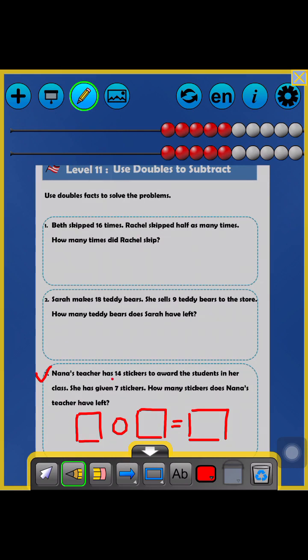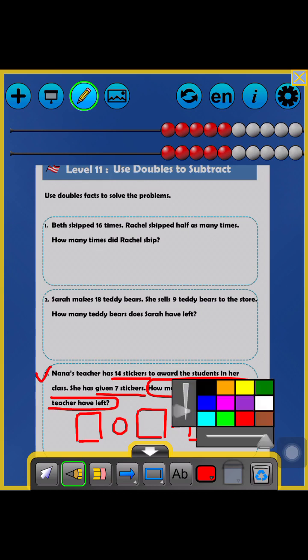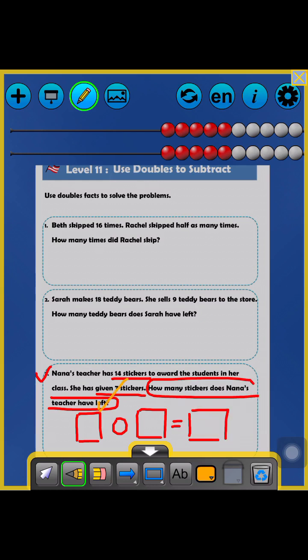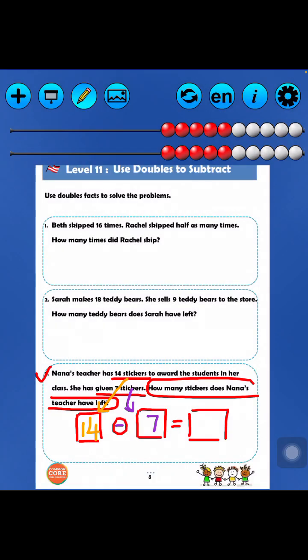Nana's teacher has 14 stickers to award the students in her class. She has given 7 stickers, and we need to find how many stickers Nana's teacher has now. At the beginning, Nana's teacher has 14 stickers, and she gave 7 stickers to the students. That means we write down minus 7. And we need to find 14 minus 7.